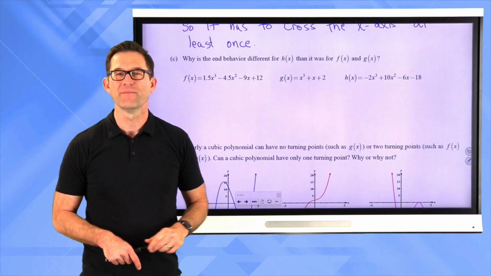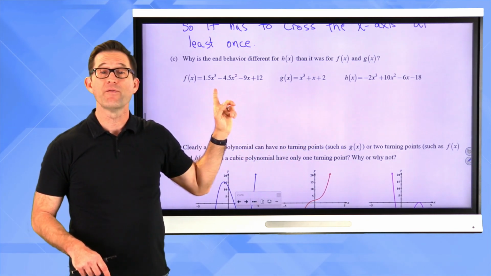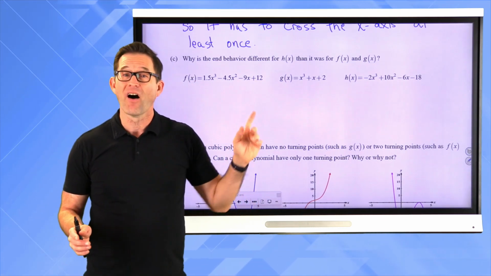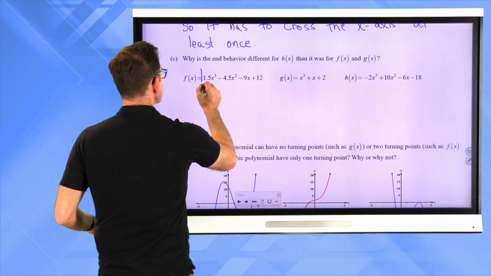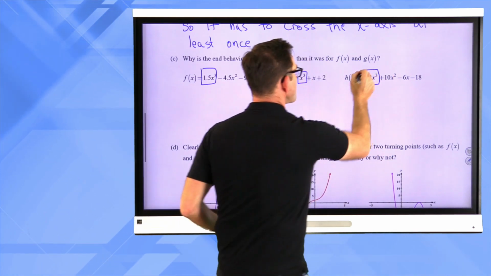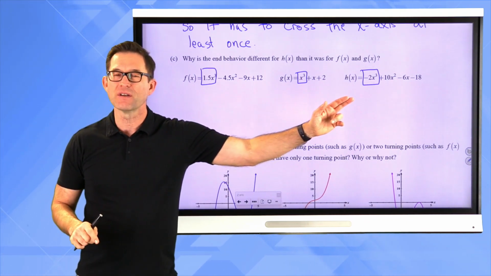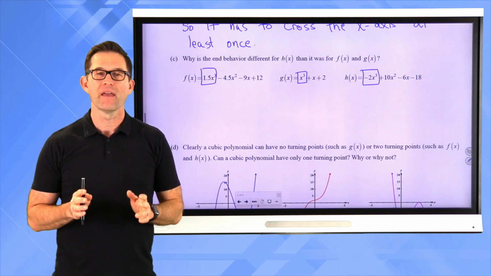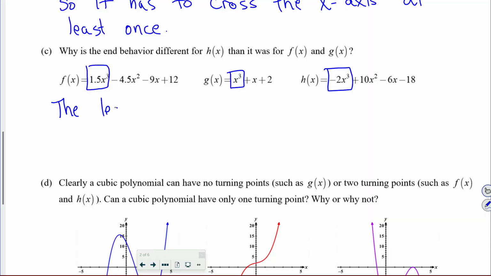It's pretty simple, right? Its leading coefficient is negative versus the leading coefficients of these two, which are positive. None of the other coefficients matter, not for the end behavior, right? Because the end behavior is always dictated by the highest powered term. And so because the leading coefficient here is negative and the leading coefficients here are positive, their end behaviors are opposite, right?